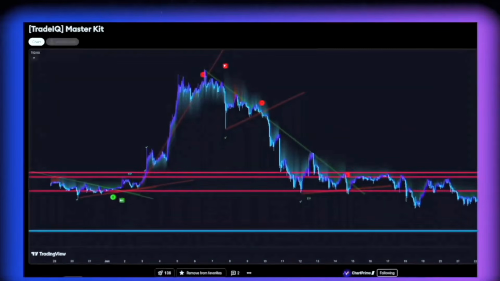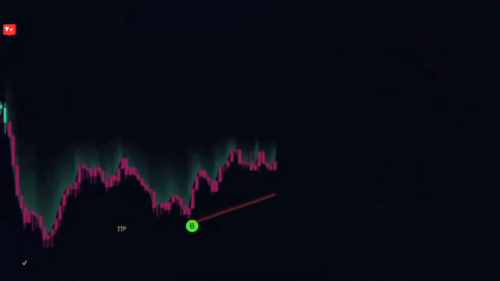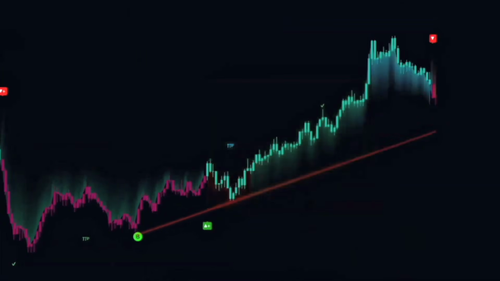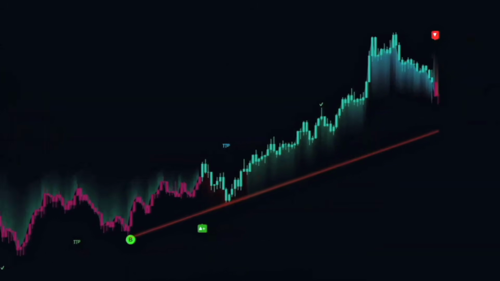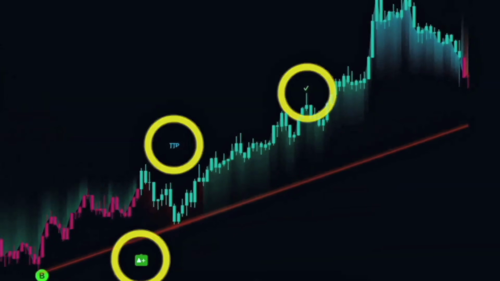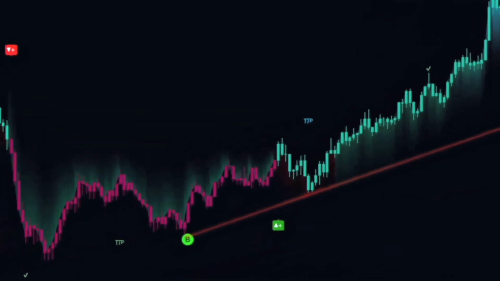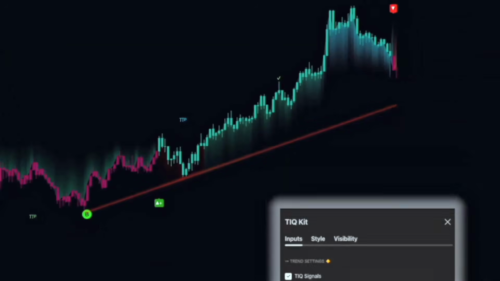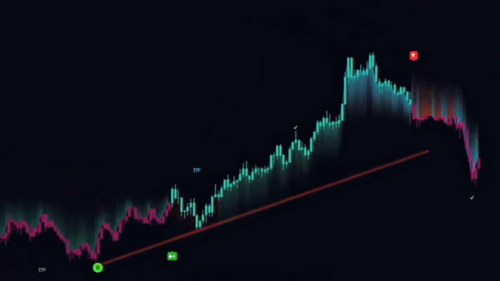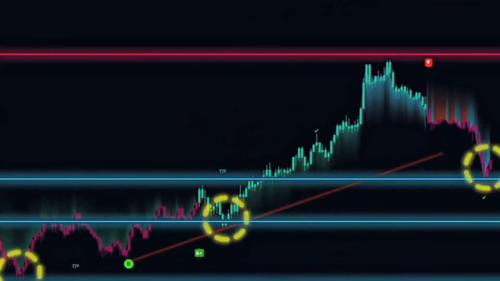Next up, the Trade IQ's Master Kit. This bad boy is a full package, weaving dynamic trend signals, support resistance zones, and more into a clear picture of price action. Its trend signals adapt to market moves, marked right on your chart for easy entry-exit calls. Tweak sensitivity to match your style, scalping or swing trading. It also maps key support, buy zones, and resistance, sell zones.